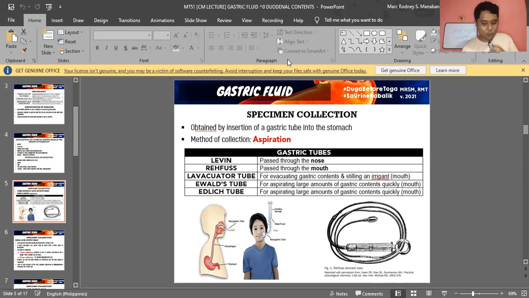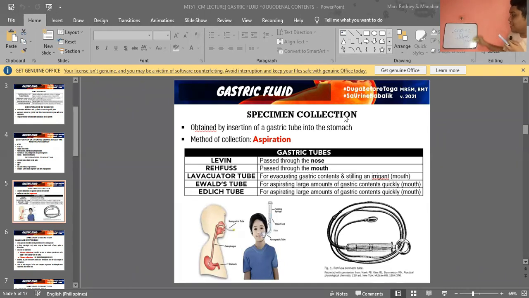You have the evacuator tube, which is also passed through the mouth, and it has an irrigant, meaning you spill water or fluid to facilitate the collection. You have the Ewald's tube and your Edlich's tube, which are similar, to aspirate gastric contents quickly.